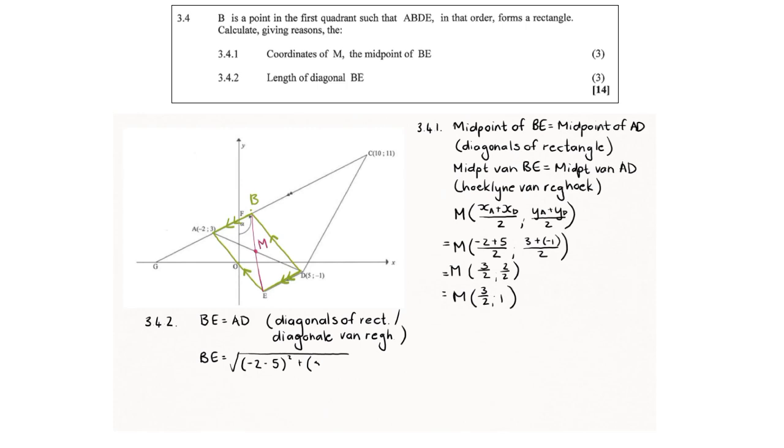And the distance formula states that the length of BE is equal to the square root of the difference in the x-coordinate squared plus the difference in the y-coordinate squared. So we have then the square root of (-2 - 5) squared plus (3 - -1) squared. This simplifies to the square root of 49 plus 16, and this in simplest surd form is equal to the square root of 65 units. So the length of BE is the square root of 65. For this question, you get 3 marks, 1 mark for the reason, 1 mark for the substitution into the distance formula, and 1 mark for the correct answer.